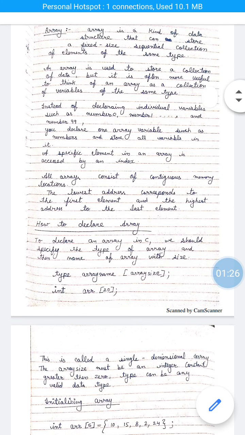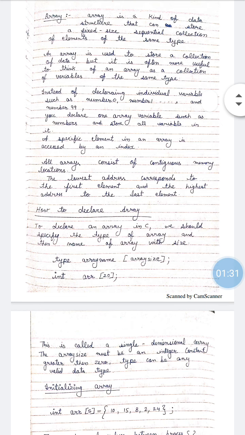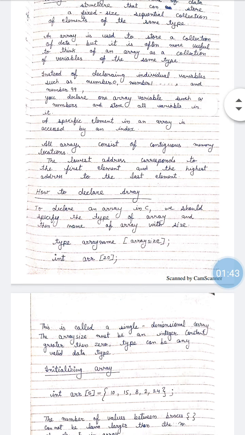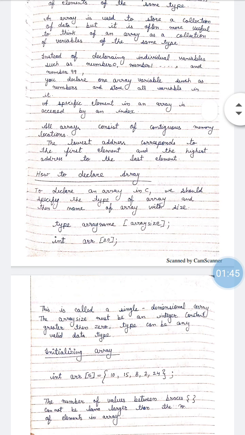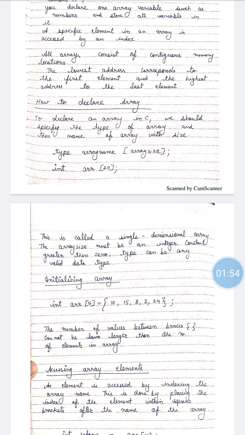So the lowest address corresponds to the first element and the highest address to the last element. Now we will see how to declare array. To declare an array in C, we should specify the type of array and then the name of array with size. So this is the syntax of declaring array. See the example: int arr[20]. This is called a single dimensional array. The array size must be an integer constant.